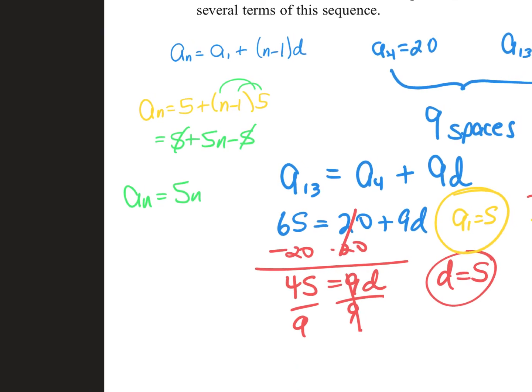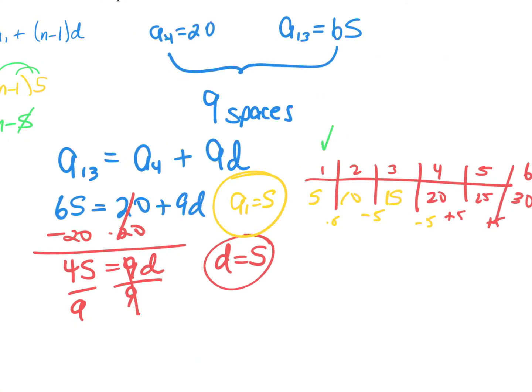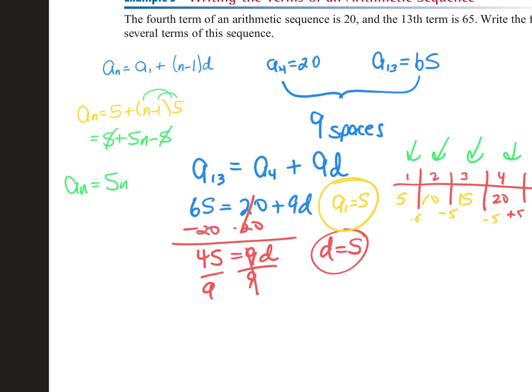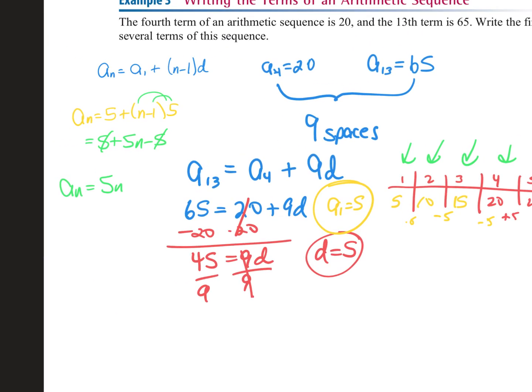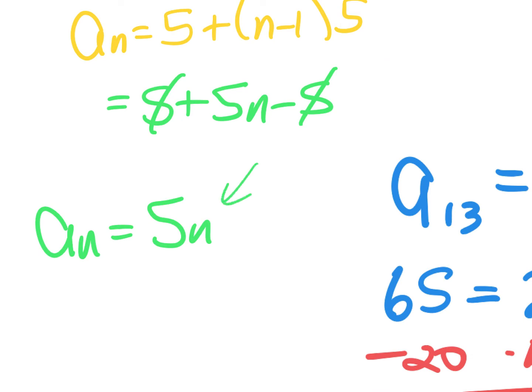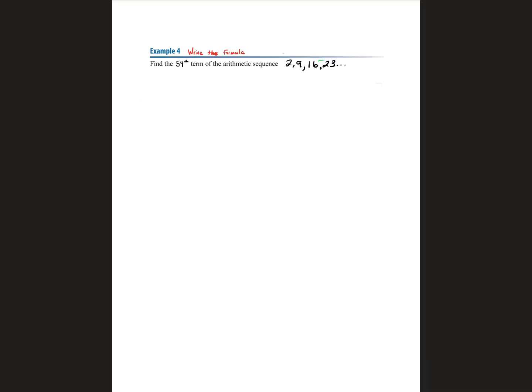Plug in 1, 2, 3, 4, 5. Now you can check to make sure that your rule is right. What do you guys know the 13th term is? What did they tell us it was? 65. So if I plug in 13 right here, what's 5 times 13? 65, yeah. Here we go. You guys are doing fine.